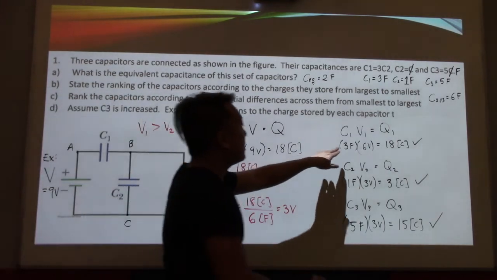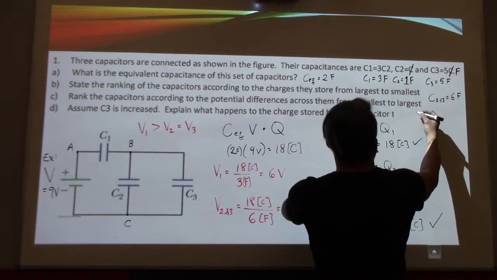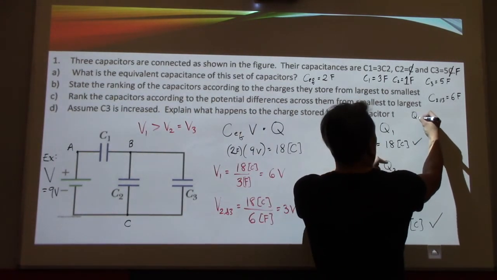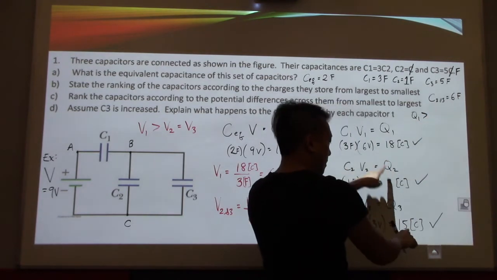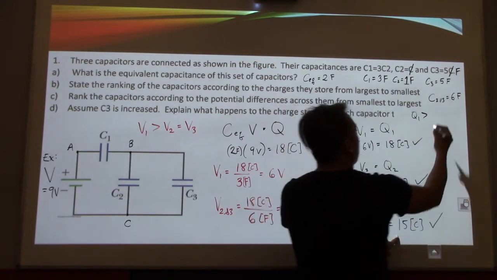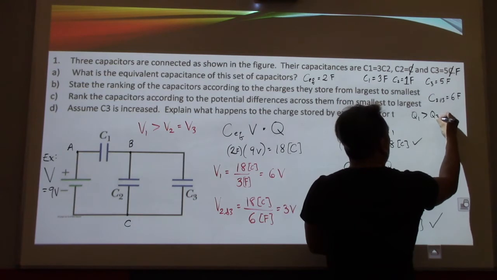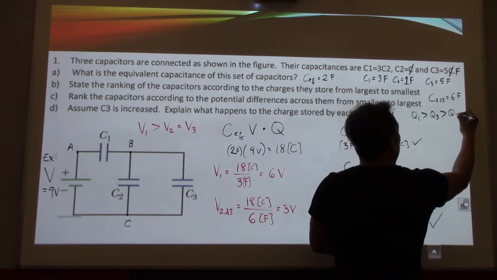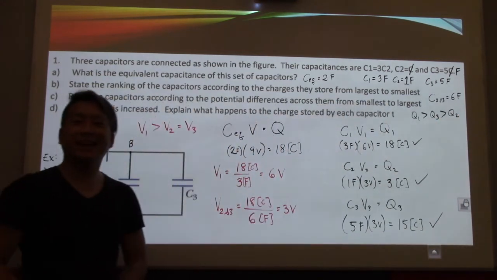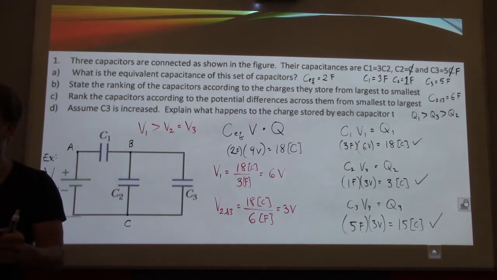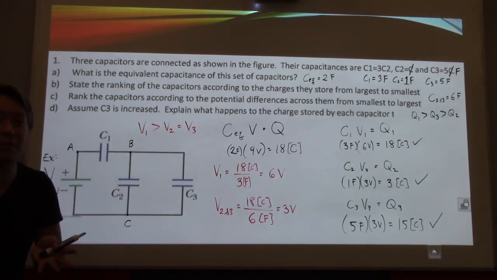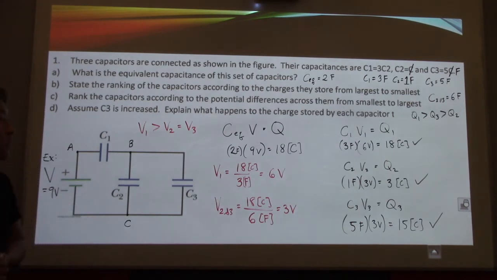Well, we see that it's going to be Q1 greater than Q3 greater than Q2. See that? So with the numbers, by plugging that in, you can clearly see that those numbers are bigger in that order. That's like a typical question of how to determine that.